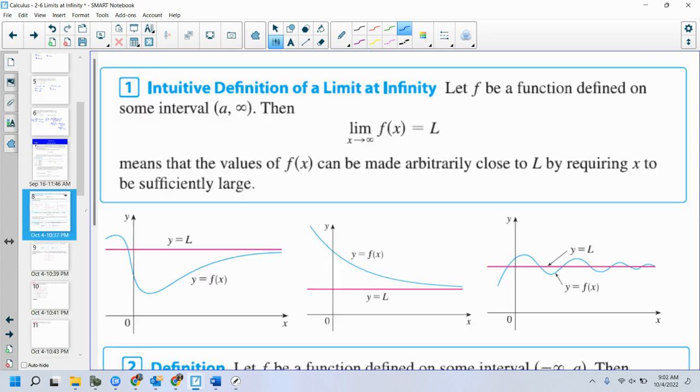So here's our intuitive definition of a limit. Let f be a function defined on some interval a to infinity, then the limit as x goes to infinity of f of x is equal to L. That means that the values of f of x can be made arbitrarily close to L by requiring x to be sufficiently large. Here are some diagrams for you that show when the limit would exist going to infinity.